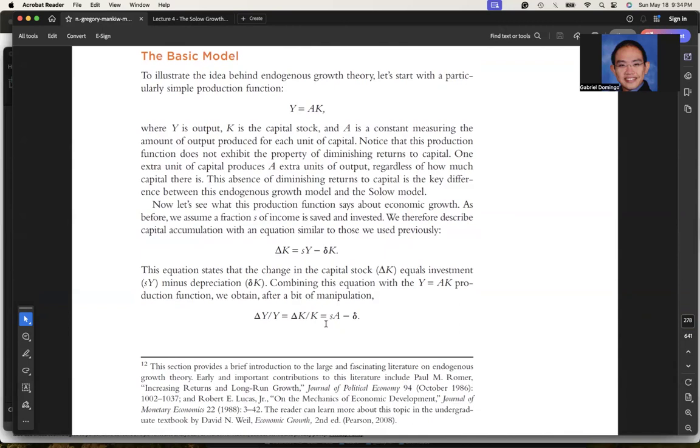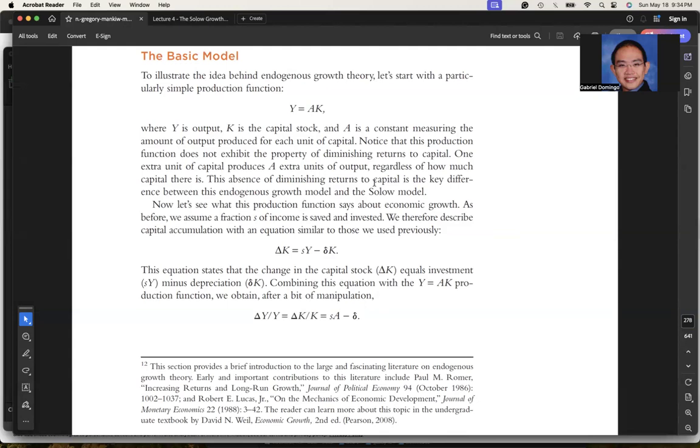So note that this S times A is not S times F of K, right? It's not diminishing at all. So A is just some number and it's constant. Therefore, in the long run, this delta K over K is going to be greater than zero forever, right? Therefore, there is no steady state. There's no delta K equal to zero. So this is the key for endogenous growth theory, that there is no longer this diminishing returns to capital.